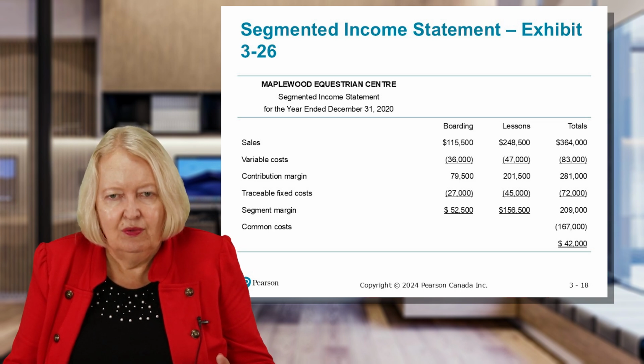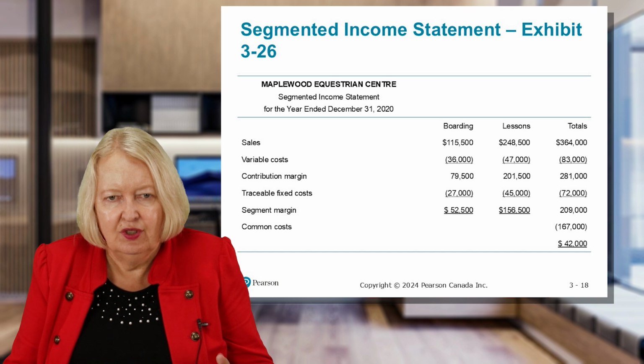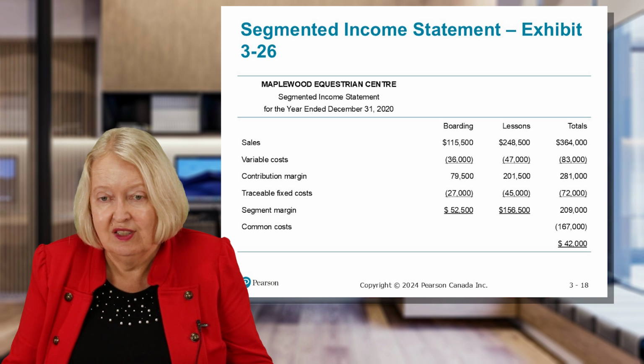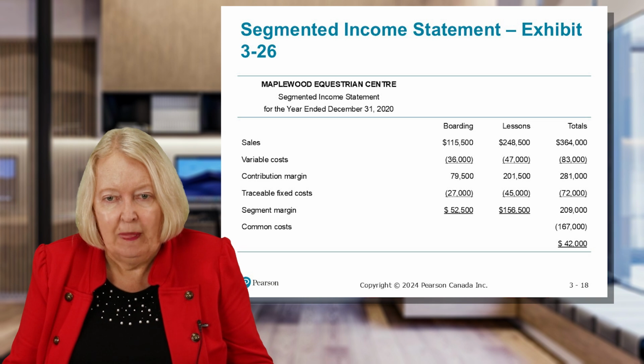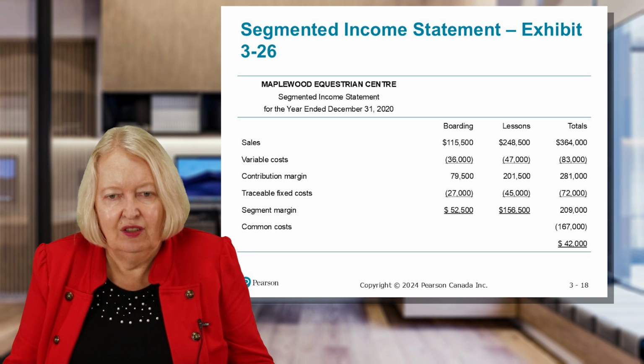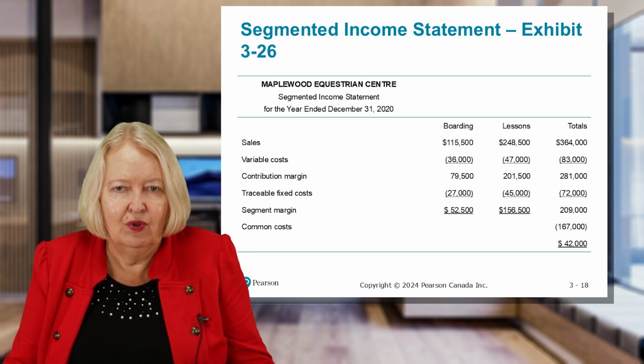So what we're doing here is you have your contribution margin, so your variable materials, your direct labor, and your variable overhead. That's included in variable costs. That gives you a contribution margin. Then in addition, there are some fixed costs that can be traced. In this particular situation, you can trace $27,000 to boarding and $45,000 to lessons. So this shows you how much each segment is making. So that concludes the overview for Chapter 3.